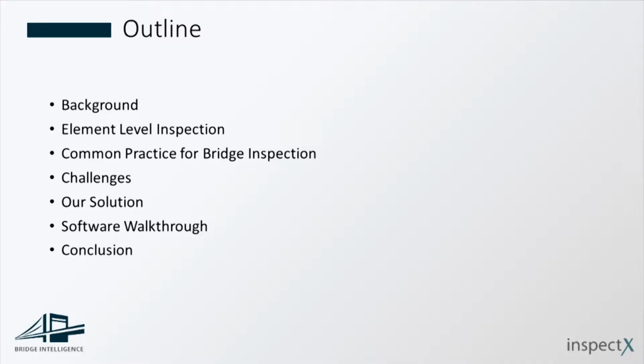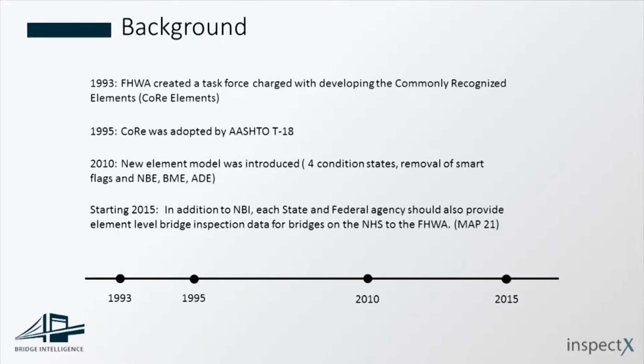I'll give you a quick background on element level inspection, how it came to be. In 1993, FHWA created a task force charged with the development of core elements. And in 1995, AASHTO T18 adopted the core element model. In 2010, they changed it, as I assume most of you know, to the new element model, which is NBE, BME, and ADE, and now it has 4 condition states, and they removed the smart flags.